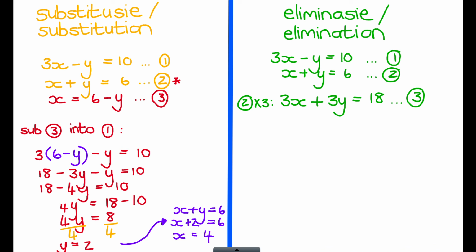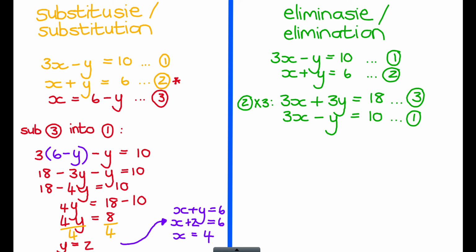Just so I can explain, I'm going to rewrite equation 1 at the bottom. You don't have to do that. En onthou altyd, hou die vorm so. Sien jy, ek het eers my x'e bymekaar, dan my y'e bymekaar, and then my normal numbers together. Nee. Okay, that's now equation 1 that I wrote down again.